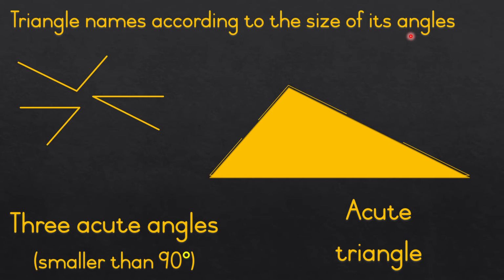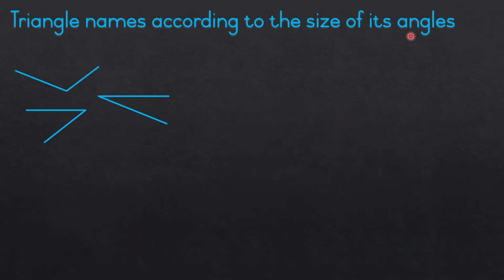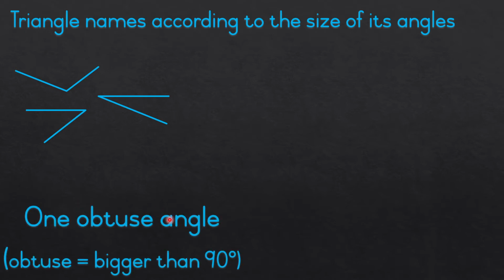The next one we look at is 2 angles that are acute and a third that is obtuse. So an obtuse angle is bigger than 90 degrees. So there's an obtuse angle. Let's place it. That's our obtuse. You can see it's bigger than 90 degrees, much bigger.